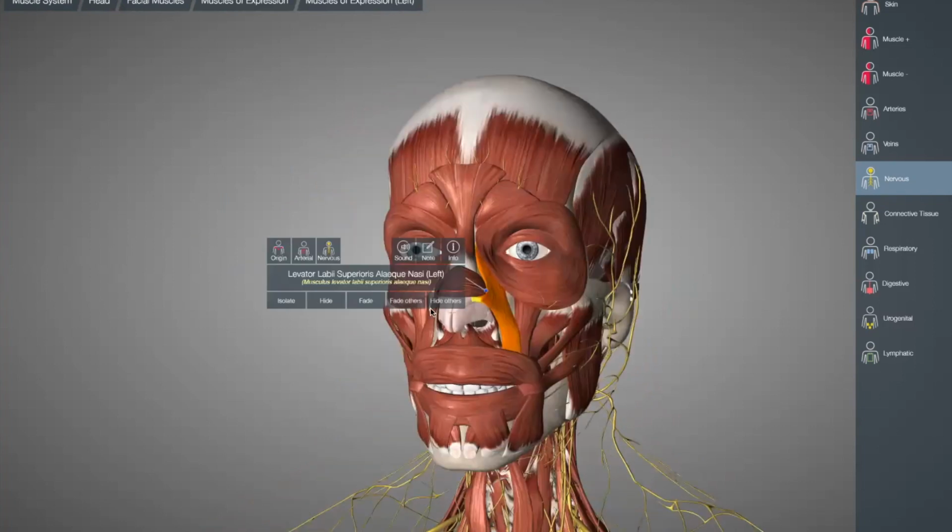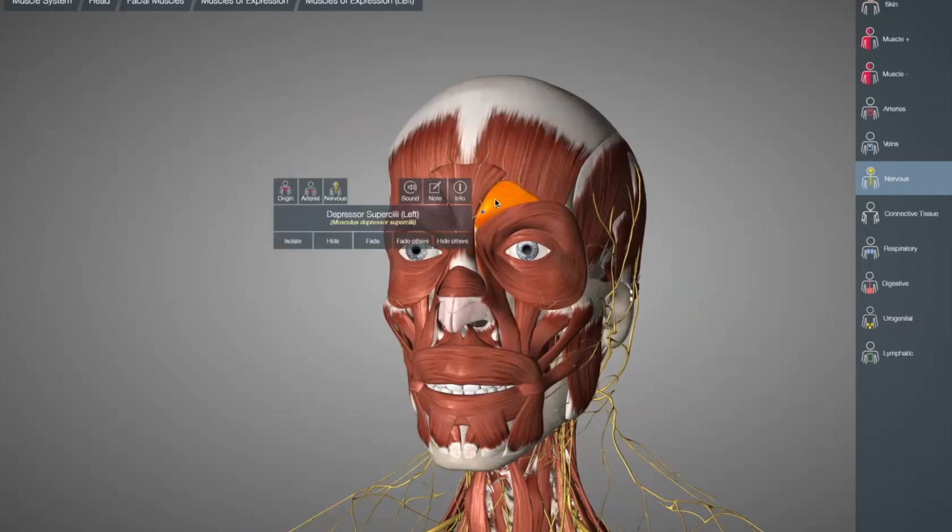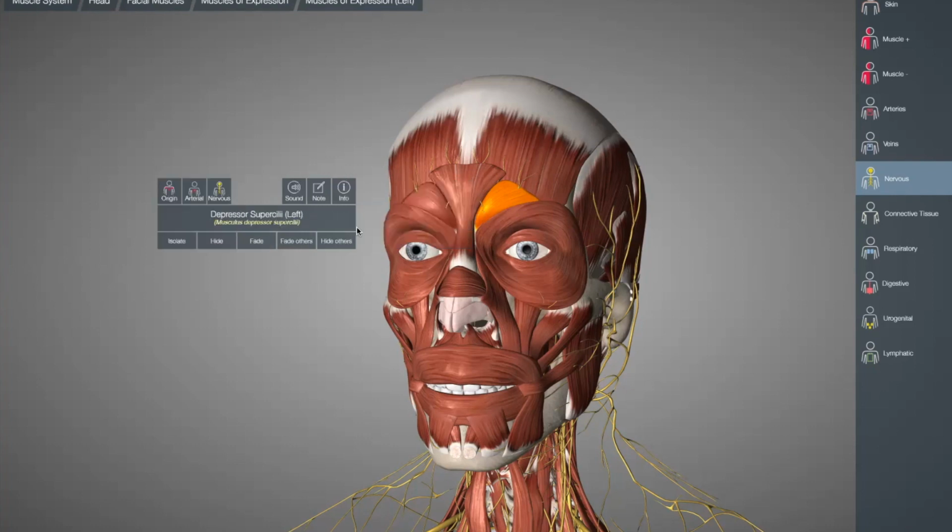One more question: depressor supercilii. Is it the eye group or not? I think yes, it's part of the orbital group. We didn't do it actually, but yes, just add it there.